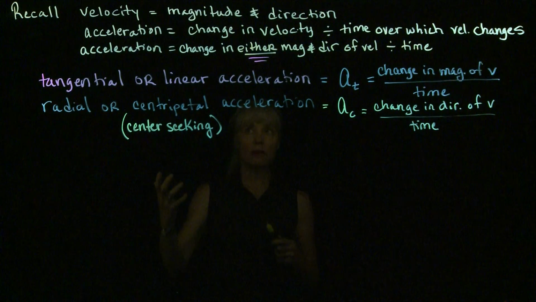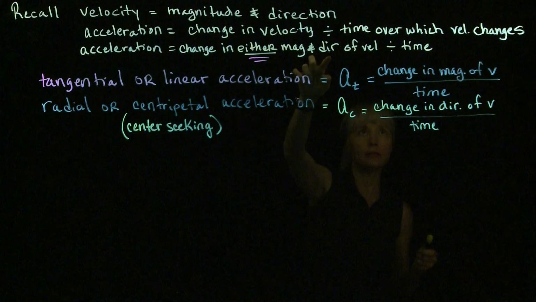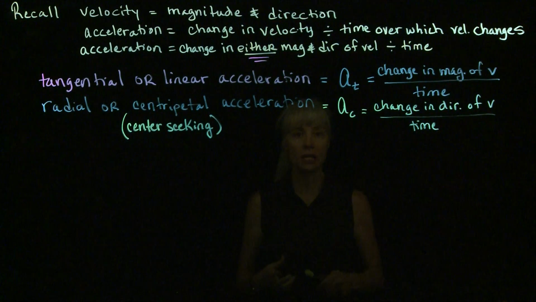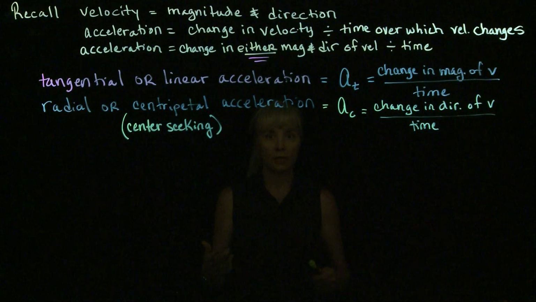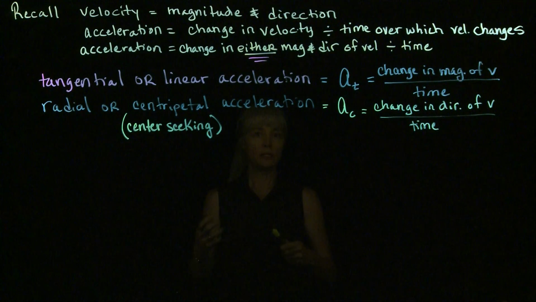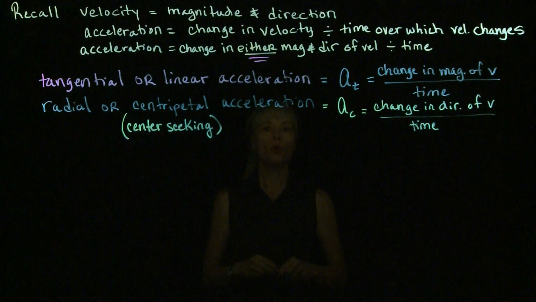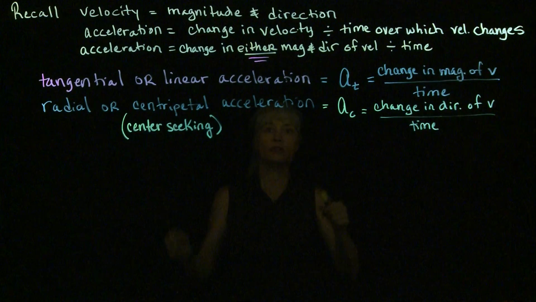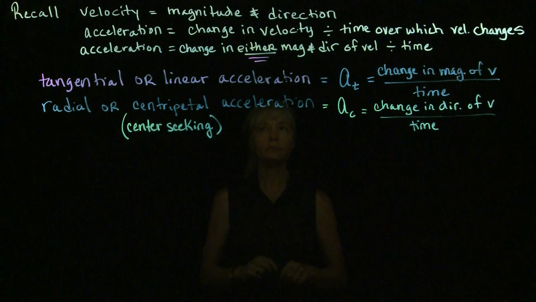So acceleration then is the change in either the magnitude or the direction part of the velocity divided by the time. So there are two different ways that we can change the velocity. Therefore, there are two different types of acceleration. We could experience a change in just the magnitude part of our velocity, i.e. changing our speed, or we can change the direction part of the velocity, and that is changing our direction. Like if we're in our car, that would be using our steering wheel.